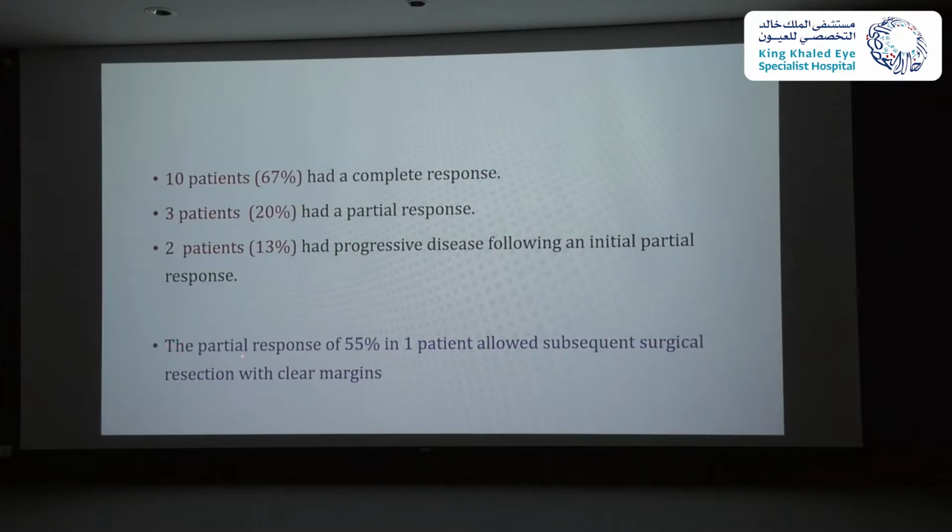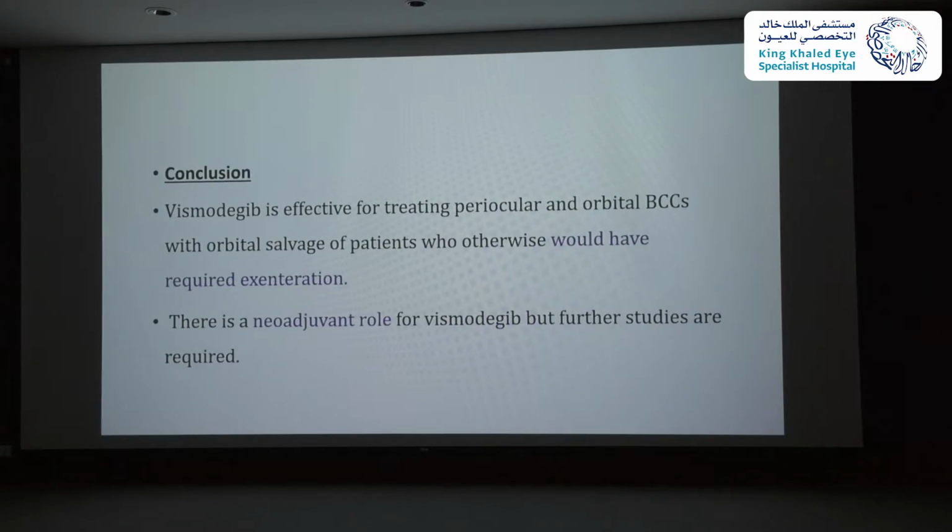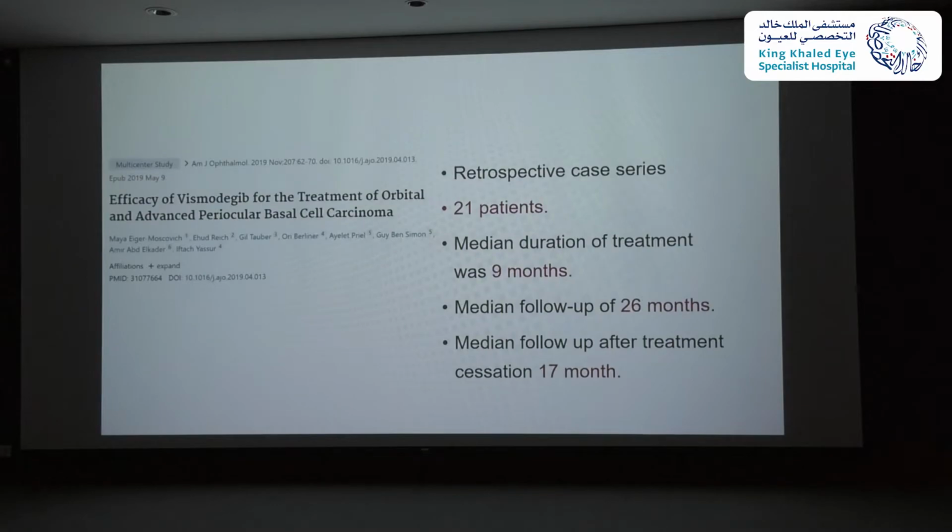Also note here that they mentioned that 1 of the patients who had partial response allowed subsequent surgical resection with clear margin. So they concluded that it is an effective treatment for periocular and orbital basal cell carcinoma with orbital salvage of patients who otherwise would have required exenteration. There is a neoadjuvant role for vismodegib, but further studies are required. So as you noted from the previous few studies, they all mentioned, or hinted, that neoadjuvant treatment can play a role in treatment of basal cell carcinoma.